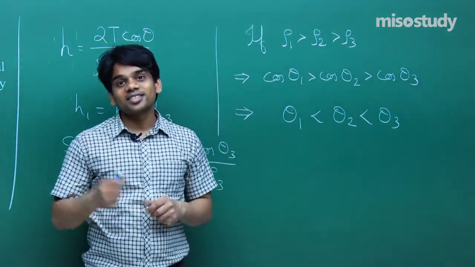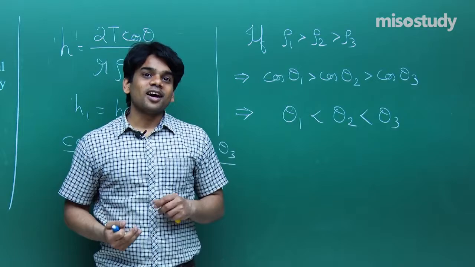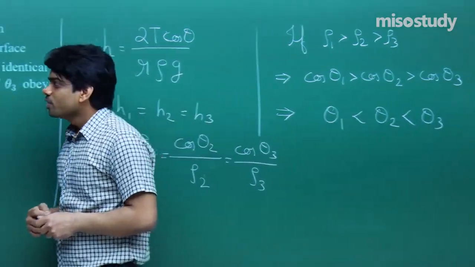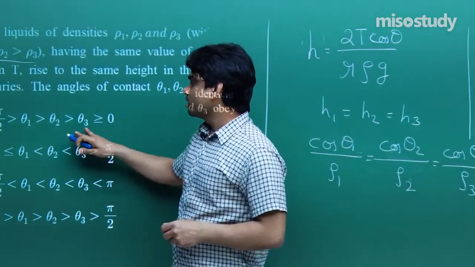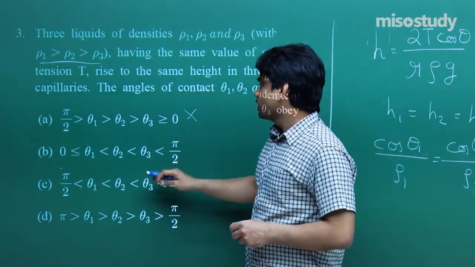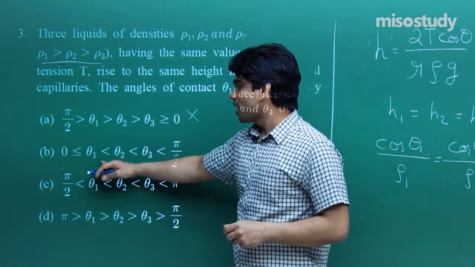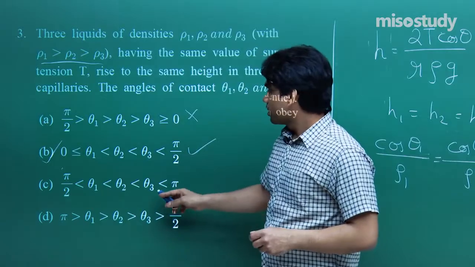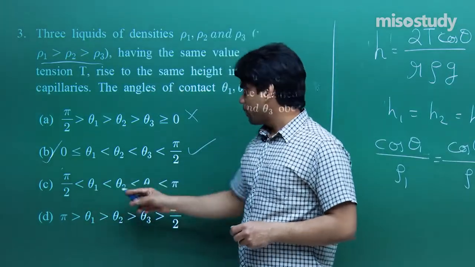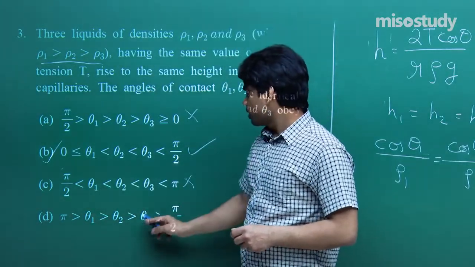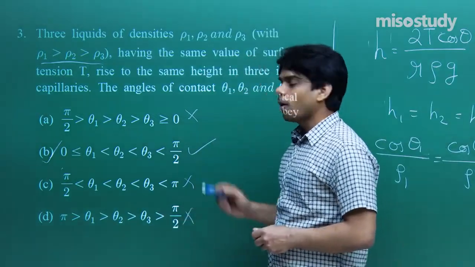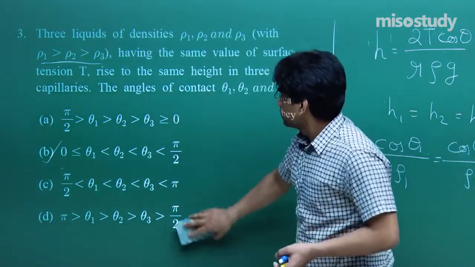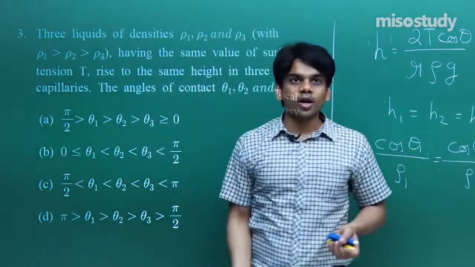And in this case, since the liquid is rising, the angle of contact has to be less than 90 degrees, and I have discussed that. So theta 3 is largest. In option A, theta 3 is shown smallest, that's wrong. In option B, theta 3 is largest and it lies between 0 and pi by 2, yes, this is correct. Here theta 3 is largest, but the angle lies between pi by 2 and pi, so incorrect. Here theta 3 is smallest, so again incorrect. So the only valid option is option B. Clear to you all, I believe.